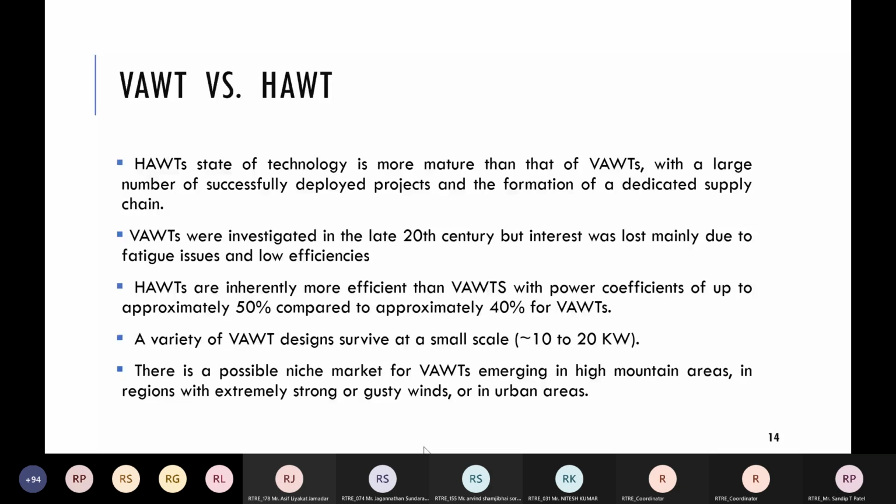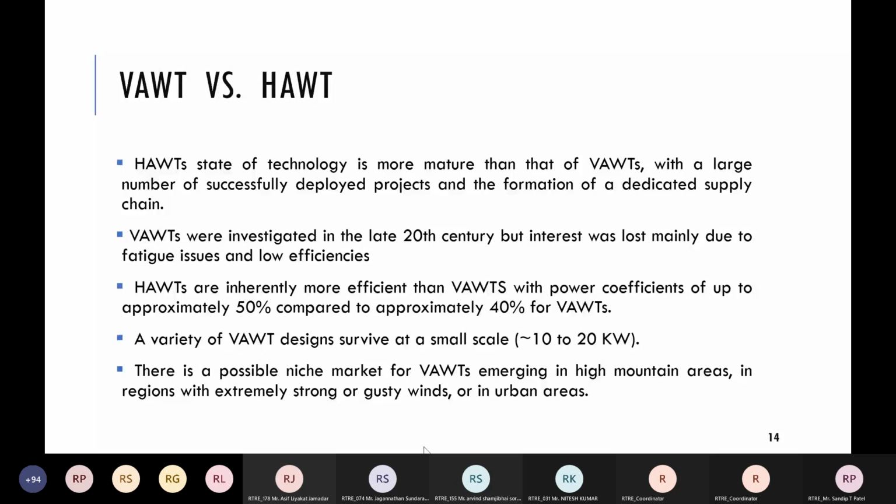But in a few decades, they found out that horizontal axis is superior, having a longer life and being commercially viable. So more research was focused on the horizontal axis turbine, and that's why nowadays it is more mature and has great potential compared to vertical axis. But still, there are so many things remaining to find out about the vertical axis wind turbine.